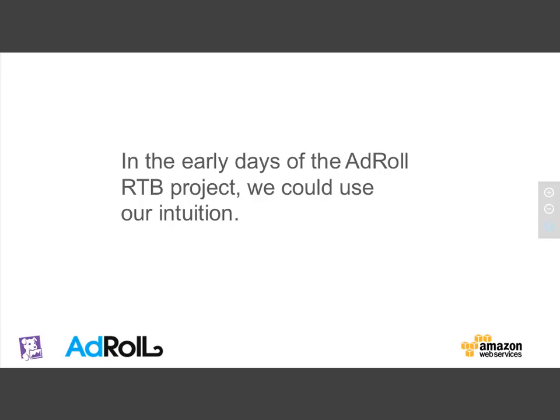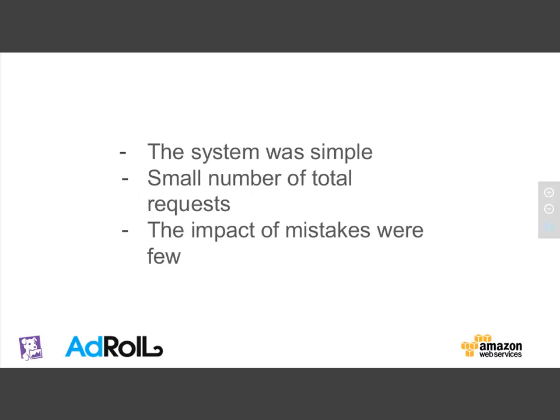So in the early days of the AdRoll RTB project, we could use our intuition about how to deal with the system. When we would discuss changes to make, we had a fairly accurate mental model of what would happen through the changes that we would make, mostly just because the system itself was simple. There were relatively few parts, and we could explore their interactions in our minds. And we had a small total number of requests at that time, I think maybe 10 million in a day. So, in effect, nothing.